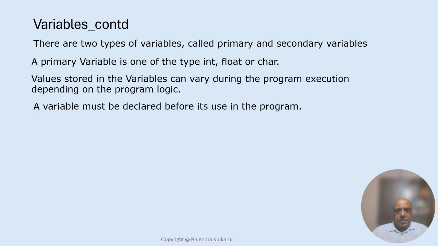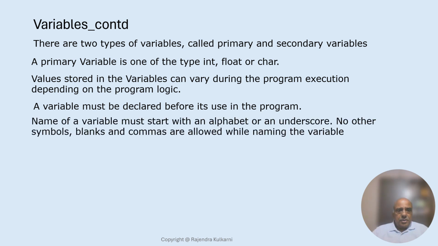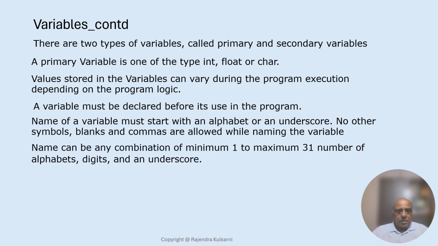A variable must be declared before its use in the program. The name of a variable must start with an alphabet or an underscore. It is a rule on how to construct the name for a variable. No other symbols, blanks and commas are allowed while naming the variable. The name can be any combination of minimum 1 to maximum 31 alphabets, digits and underscores.